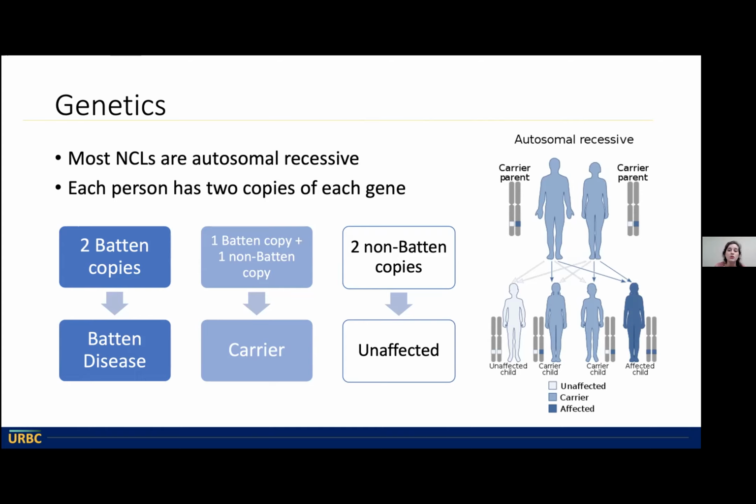But even between those two carrier parents, they still are going to have a 2 in 4 chance, or a 50% chance, of having a carrier child, just like themselves. And finally, they'll have a 1 in 4 chance of having a child who does not have Batten disease and is not a carrier. And this is why, in any given family, one child might have Batten disease while another does not.